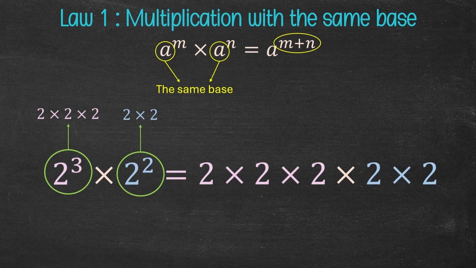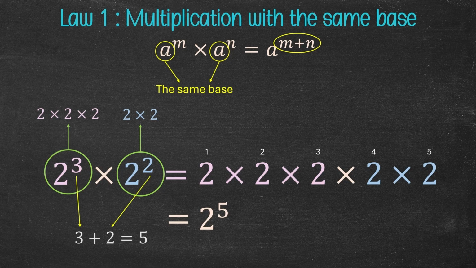Now let's count how many 2's we have. There are 5 2's. That means that 2 cubed multiplied by 2 squared is 2 to the power of 5. And if we look at the exponents, we added them. 3 plus 2 equals 5. So this is why the law says when the bases are the same, we add the exponents.